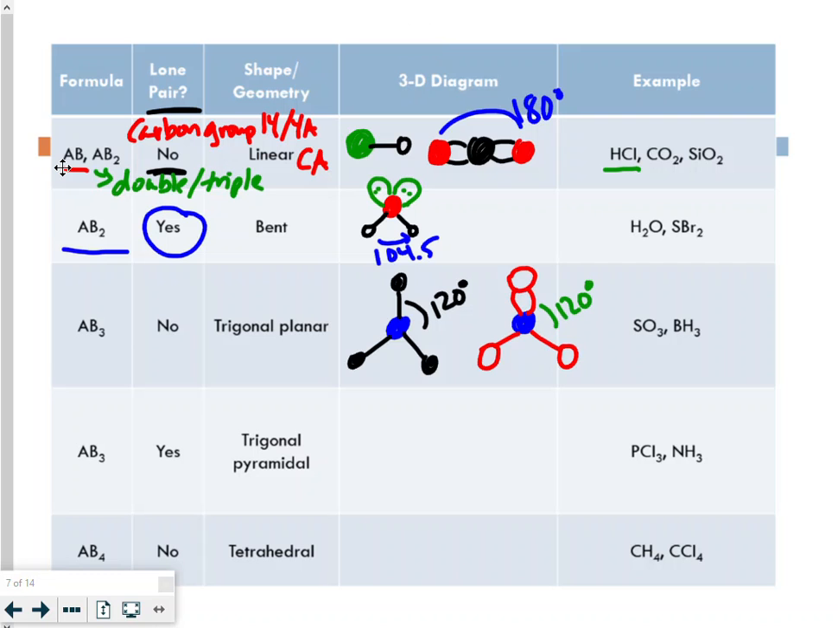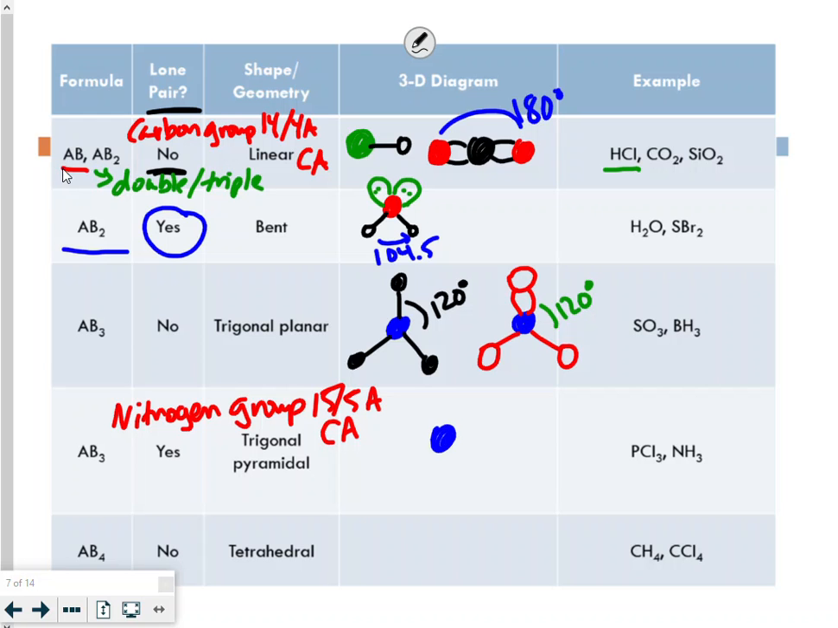It pushes the other 3 downward, and it's 3-dimensional, so we have to use our wedges and dashes now. Okay. So as you can see, looking at that, and I'll give you a little hint, usually these guys that are pyramidal, the central atoms are from the nitrogen group. So, usually nitrogen group central atoms, this nitrogen group is 15 or 5A, and those are the central atoms on these ones usually.